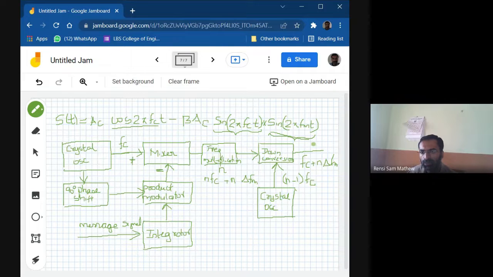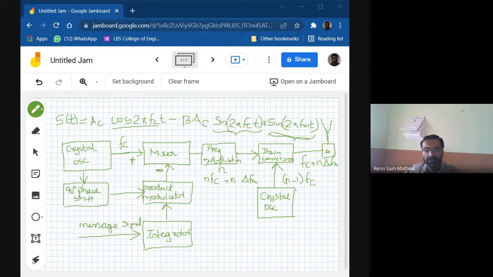So you get here fc plus n delta, and this is amplified and then given to the antenna. The antenna is omnidirectional. So this is the Armstrong method of FM generation. This is a very important technique because we don't directly generate the FM. We use the technique of narrowband FM and generate the FM signal.